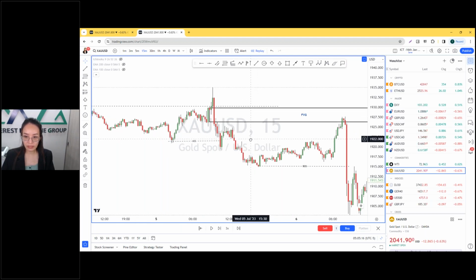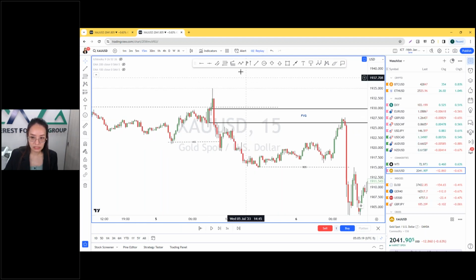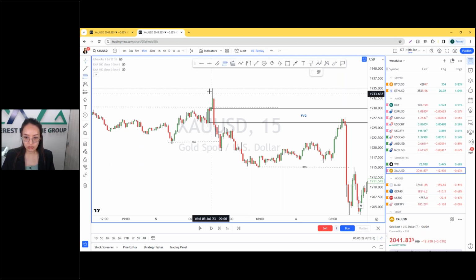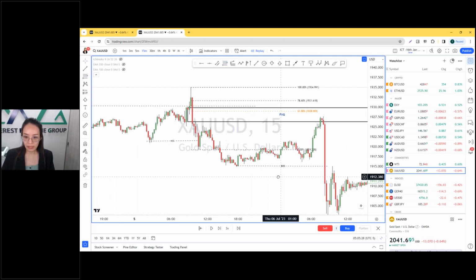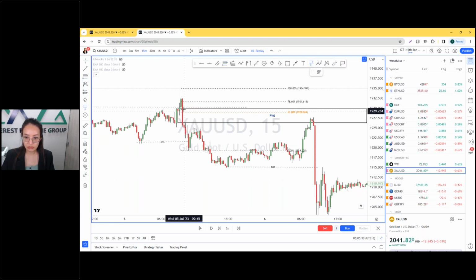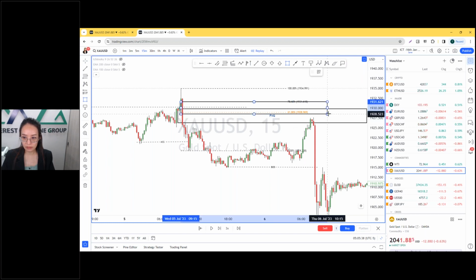And over here, remember that we do have OTE, optimal trade entry. You draw swing high to swing low here, okay. And this is the trade entry that you were waiting for, which is like here, right? Like from here.